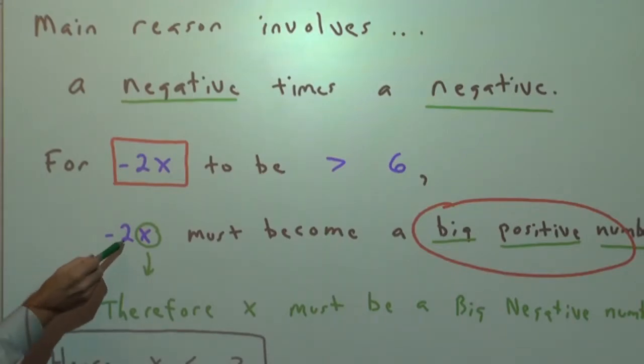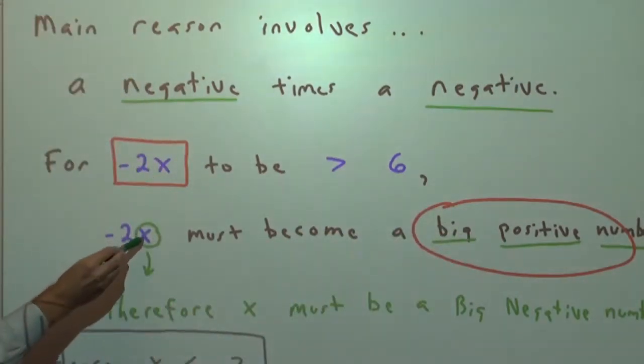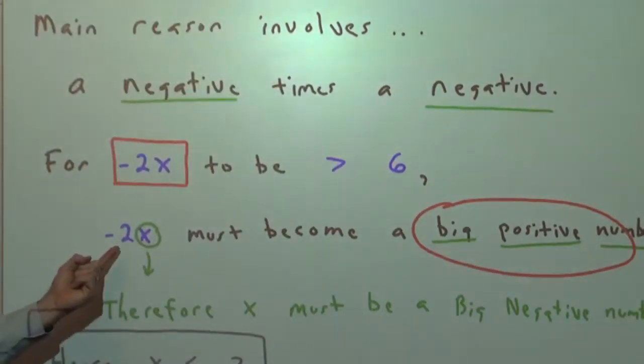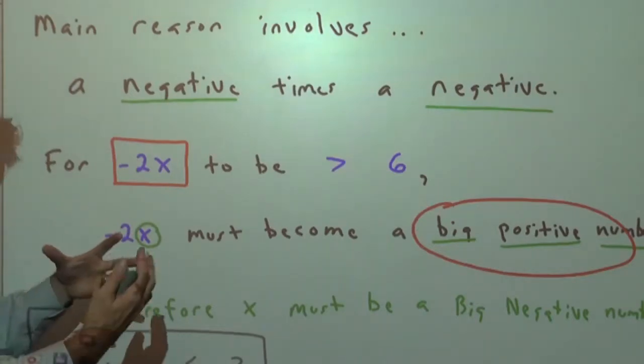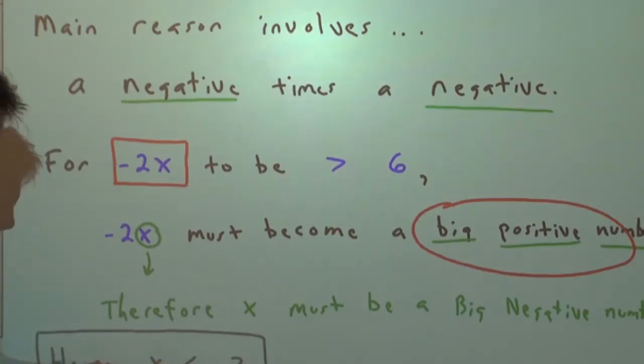Well, for -2 times x to become a very big positive number, the x values have to be big negative numbers, so that a negative times that negative is going to return for us a positive. That's why we switch the sign, because look at here. We're saying that x has to be less than -3. That's where all the big negatives are.